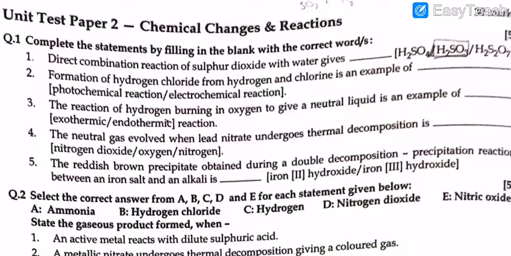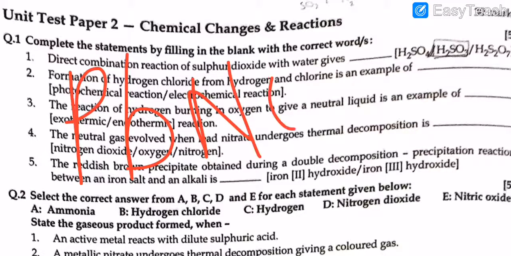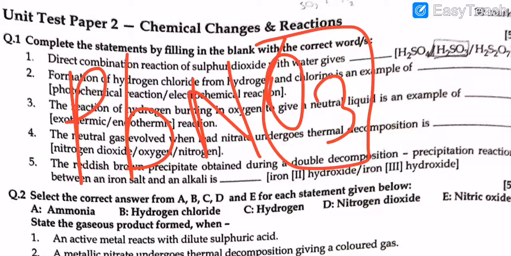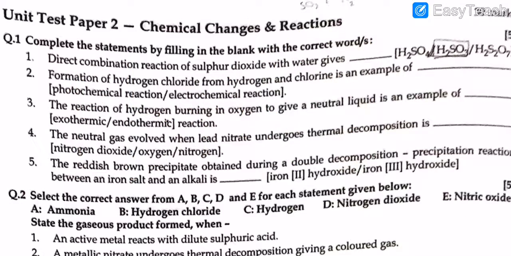Then we have question number 4, which says the neutral gas evolved when lead nitrate undergoes thermal decomposition. So as we read before, what is thermal decomposition? Let's take a quick revision. Thermal decomposition is a decomposition reaction in which a substance dissociates into 2 or more simple substances on application of heat. So the gas that will evolve, you have Pb(NO3)2, right? So what is the gas over here? It's of course oxygen. So that will be the neutral gas, and oxygen is a neutral gas, which is being evolved, right?